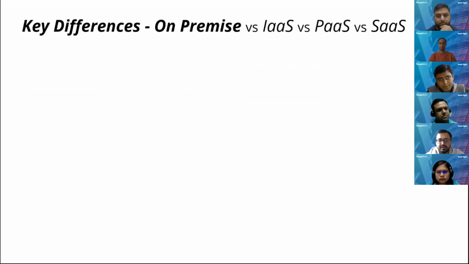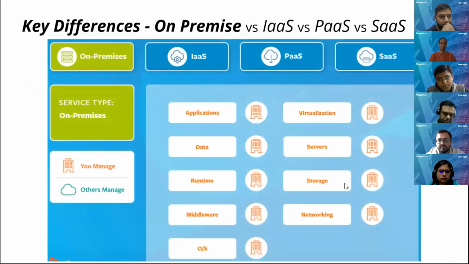Taking a step further, let us try to understand the key differences between all these models in a bit more technical fashion. In the on-premises service type, you will be managing all the aspects of application development yourself, right from networking, servers, storage, to managing middleware and even data while developing the application. So everything you will have to manage yourself. There will be nothing which others will be managing for you.